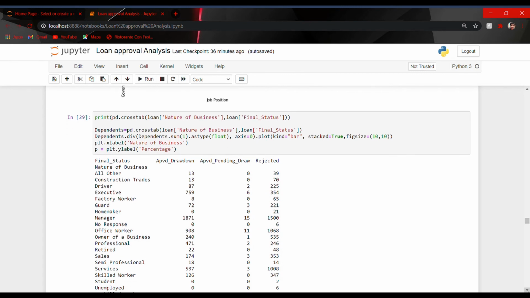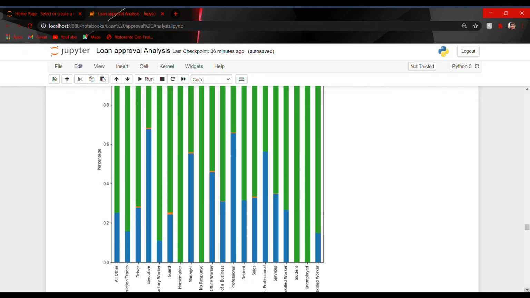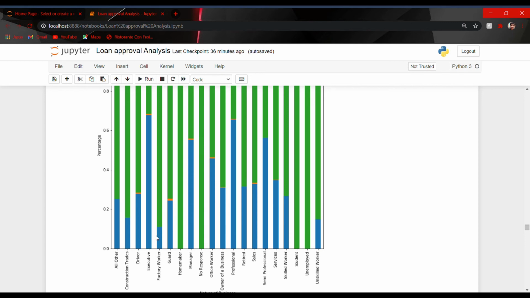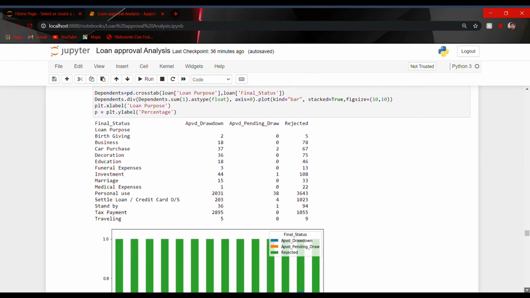Now let's do the same analysis for nature of business. As you can see, the person who belongs to an executive post in a business has the highest chance of getting their loan accepted, and similarly for professionals. Those who are professionals have the highest chance of getting their loan accepted, and the lowest come factory workers. That means the persons who are factory workers, students and unemployed have the highest chance of getting their loan rejected. Now let's do a similar analysis for loan purpose.